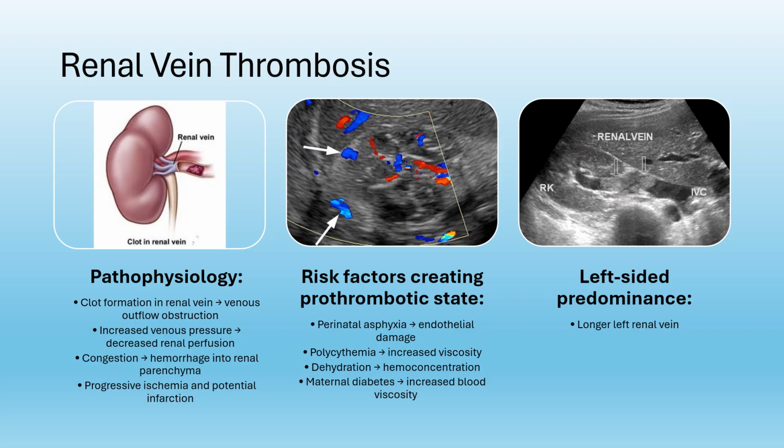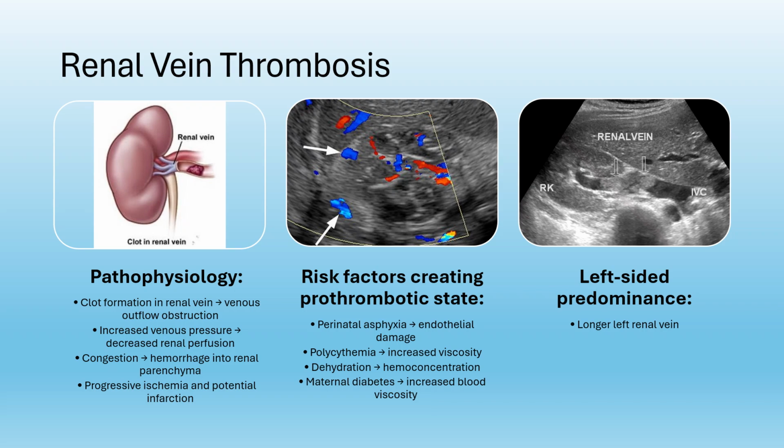Multiple risk factors create the prothrombotic state necessary for RVT development. Perinatal asphyxia causes widespread endothelial damage through hypoxic injury and reperfusion-related oxidative stress. The damaged endothelium exposes subendothelial collagen, activating the coagulation cascade.